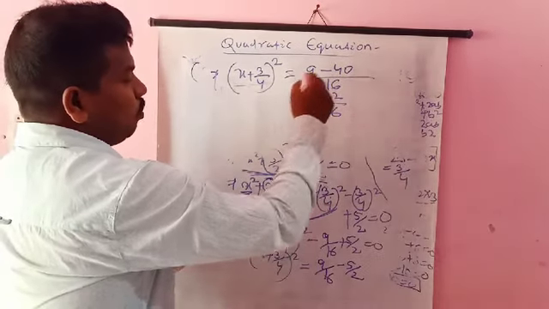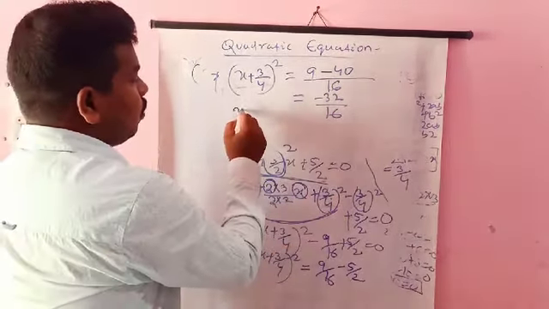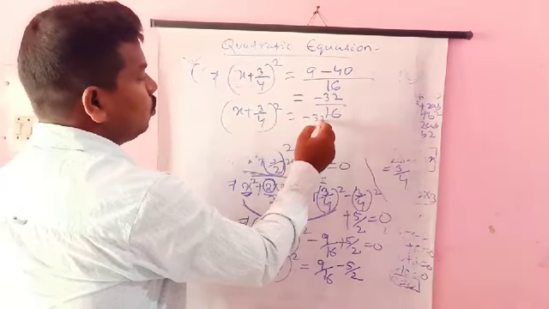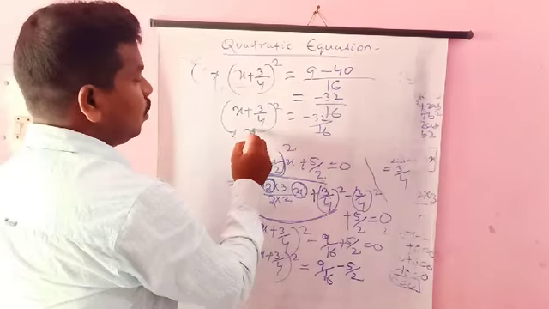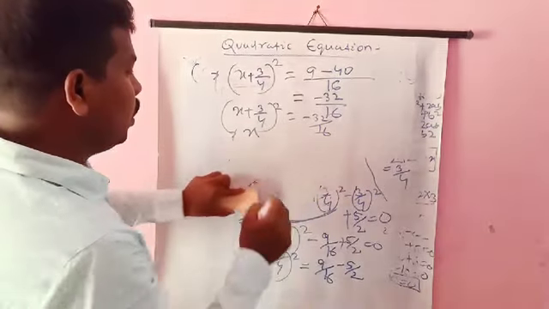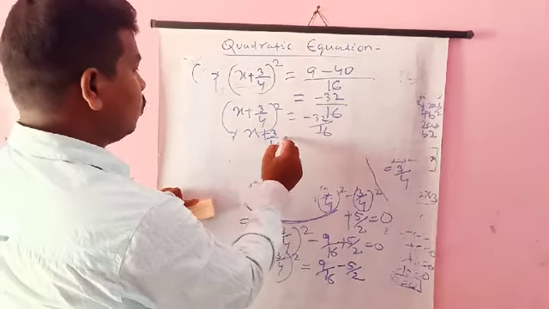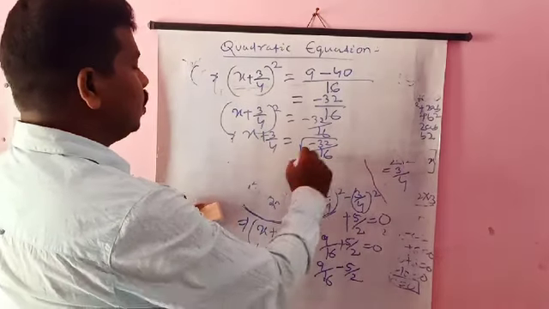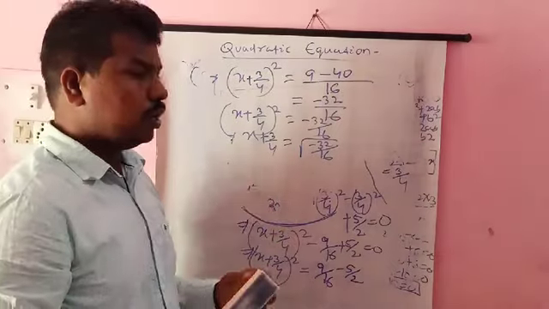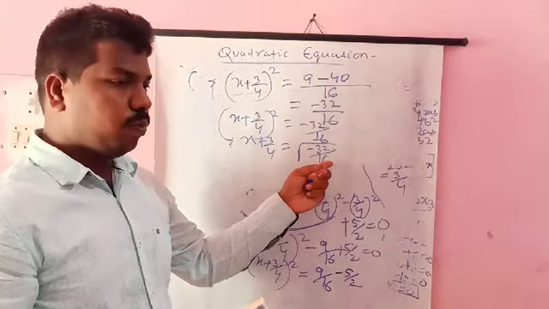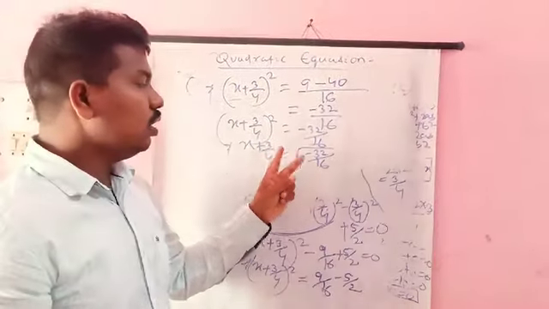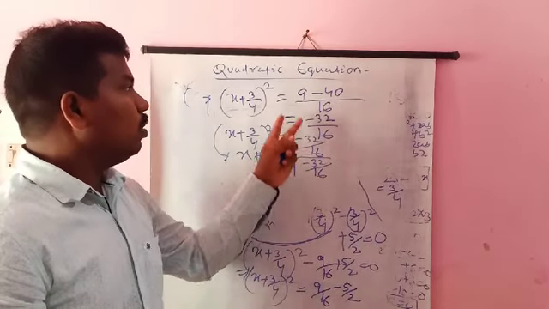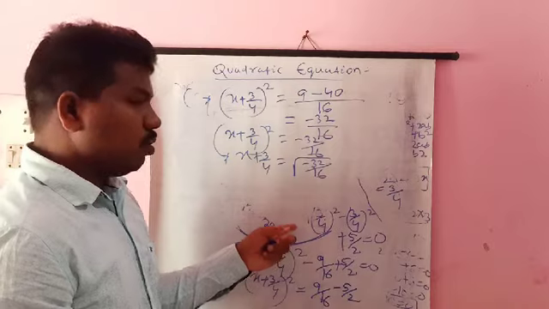So now, by using the formula, (x plus 3 by 4) whole square equals minus 32 by 16. Then x plus 3 by 4 equals the square root of minus 32 by 16. The square root of minus 32 by 16 is not any real number, so here we cannot find any real roots or real values of x for the given quadratic equation.